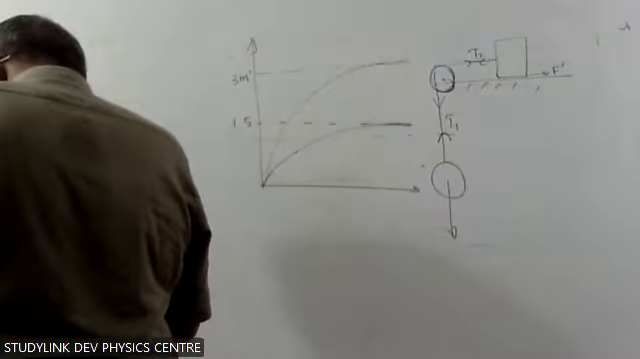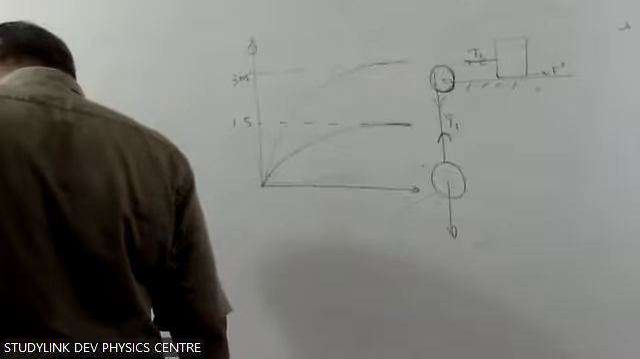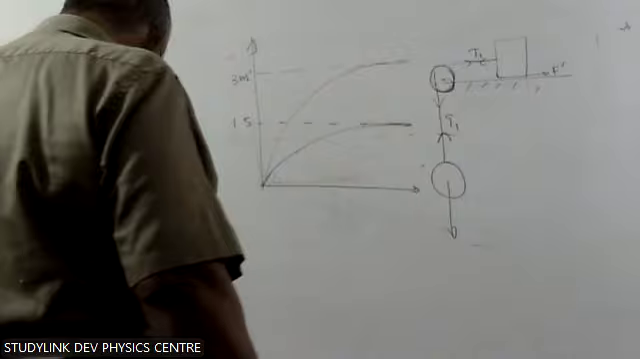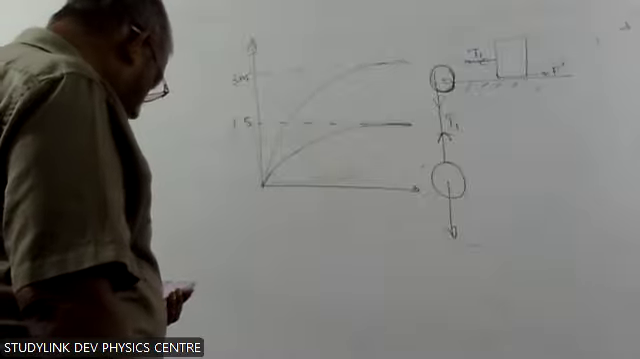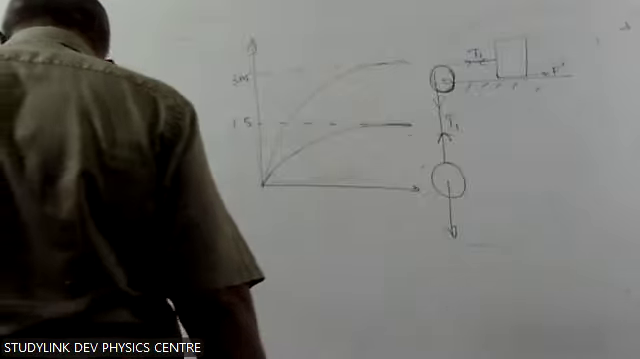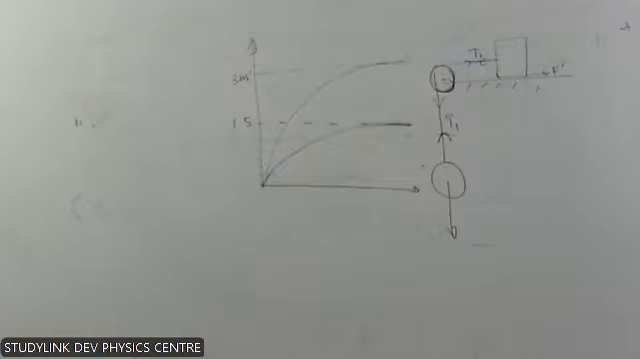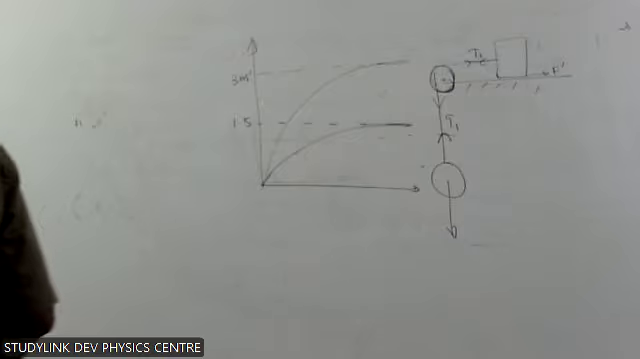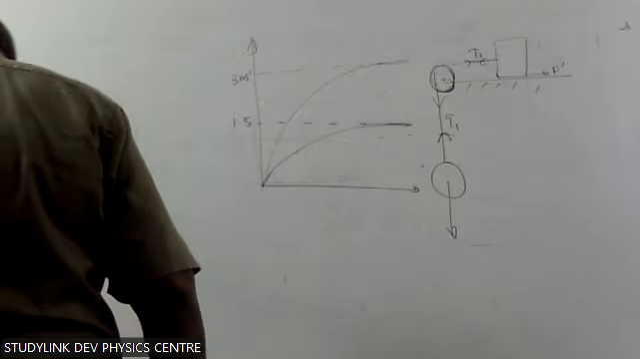And they have given you kinetic friction 0.4. Kinetic friction is 0.4. And you have to consider the mass. Mass is 0.1. So therefore, 0.1 into 10 newtons. R should be there.